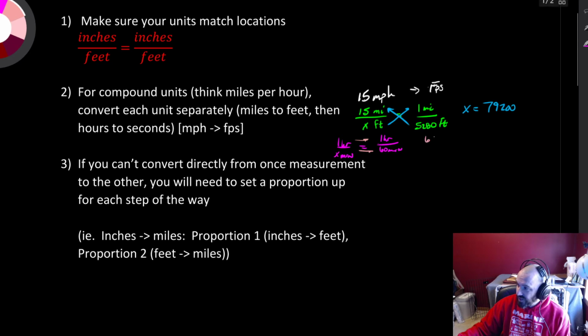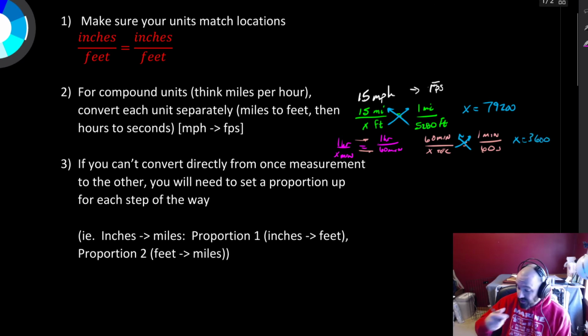So now I'm at 60 minutes, but I want to know, well, how many seconds is that? Well, there's 1 minute in 60 seconds. Notice how I'm keeping them in the same location. So then we're going to cross multiply. And this is going to give us, again, 1 times x, which is just x, is equal to 60 times 60, which is 3600. It's 36 and 2 zeros.